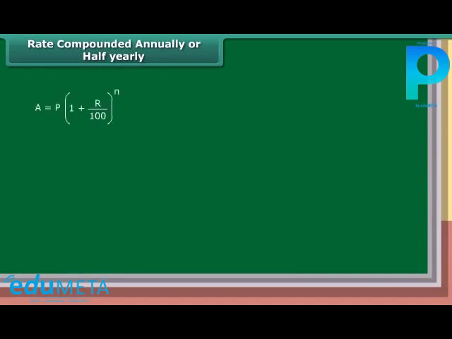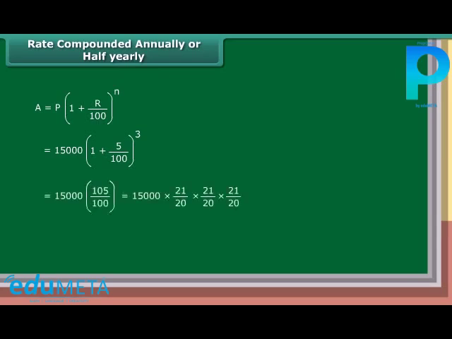A = P(1 + R/100)^n = 15,000 × (1 + 5/100)^3 = 15,000 × (105/100)^3 = 15,000 × 21/20 × 21/20 × 21/20, which is equal to ₹17,364.37.